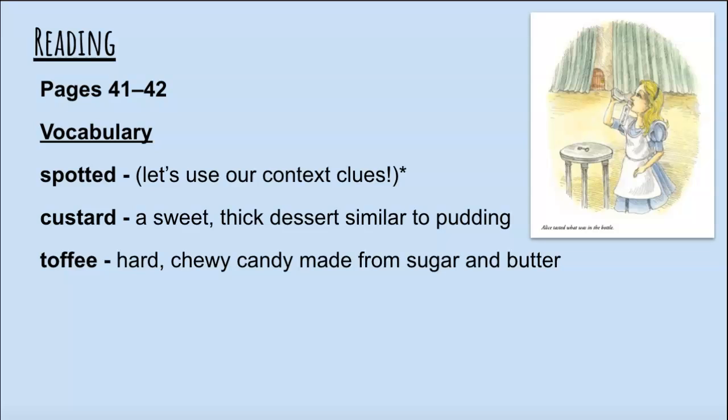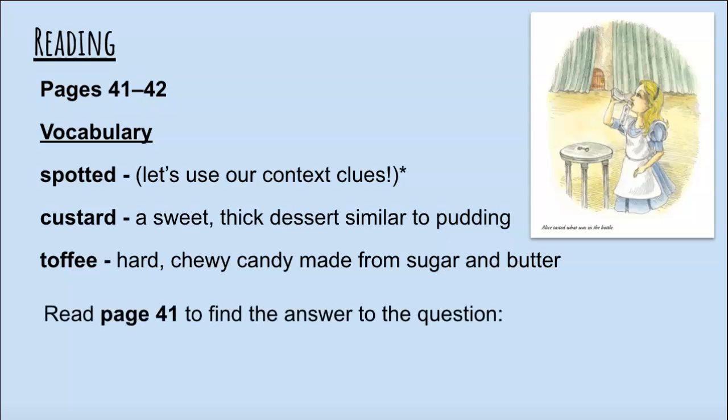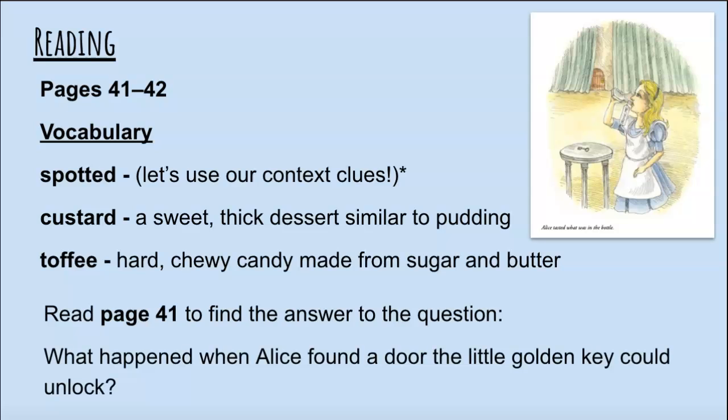Here's the picture and the caption on page 42. It says, Alice tasted what was in the bottle. I think that's something you probably should never do. Read page 41 to find the answer to the question, what happened when Alice found a door the little golden key could unlock?